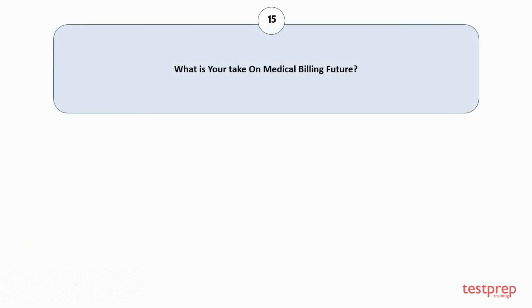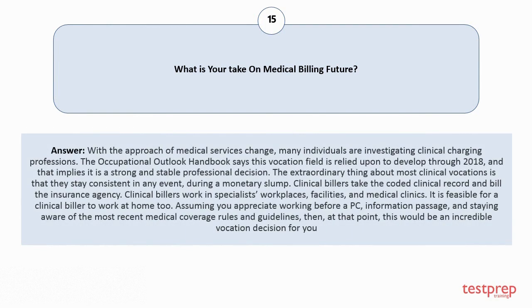Question number 15. What is your take on medical billing future? Your answer is: with the approach of medical services change, many individuals are investigating clinical charging professions. The Occupational Outlook Handbook says this vocation field is relied upon to develop through 2018, and that implies a strong and stable professional decision. The extraordinary thing about most clinical vocations is that they stay consistent in any event, during a monetary slump. Clinical billers take the coded clinical record and bill the insurance agency.